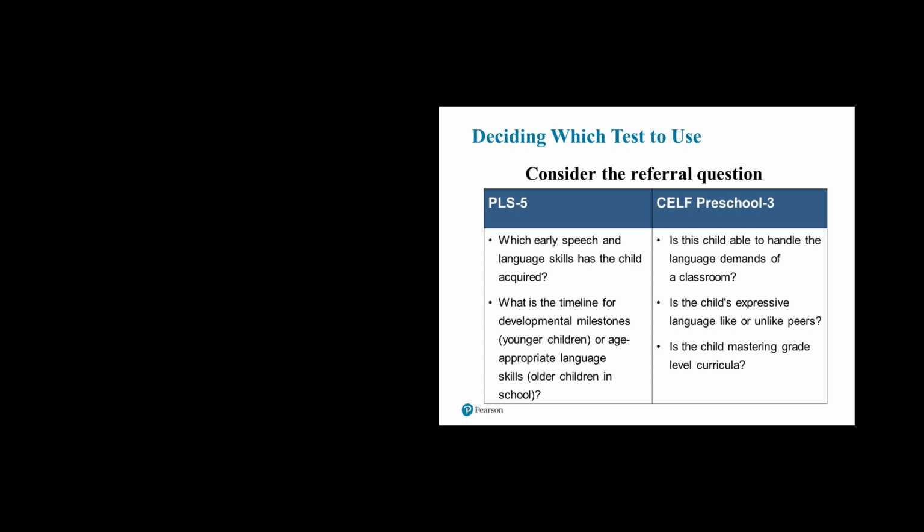When deciding which test to use, always consider your referral questions, among other factors that we've discussed. But in very broad terms, if it's a question regarding early developing language skills and developmental milestones, PLS-5 may be the better option. If the referral questions are more centered around school and curriculum, like why is he not talking like his peers, or why is he not mastering grade level curriculum, then the CELF Preschool-3 may be the better option.